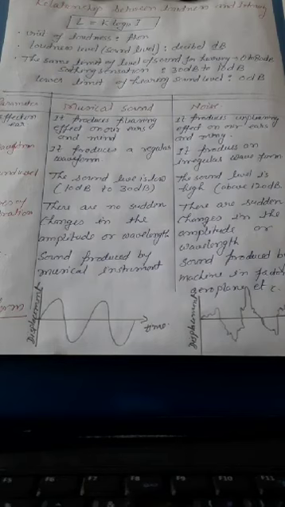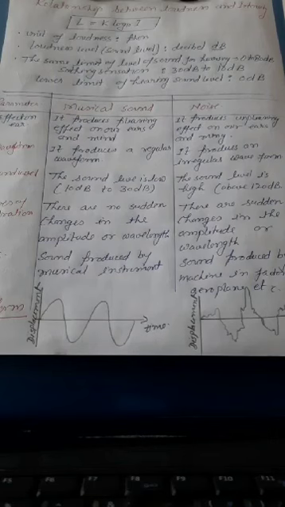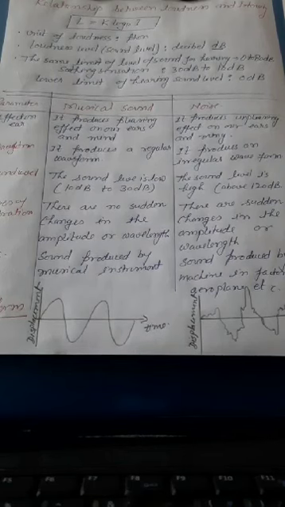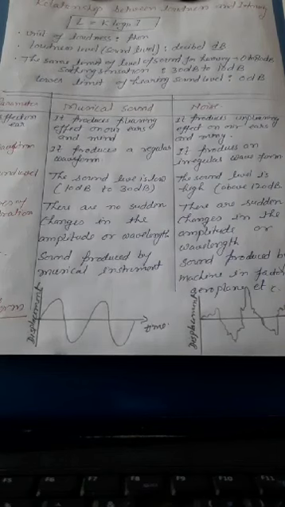One thing I would like to tell you, students: when we say loudness, you should know how to draw the displacement time graph for the loud sound and soft sound. What you should take care of when you draw the displacement time graph for loud and soft: loud means higher amplitude, soft means low amplitude, but frequency will remain the same.